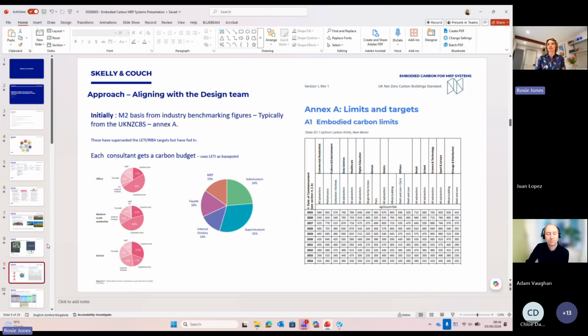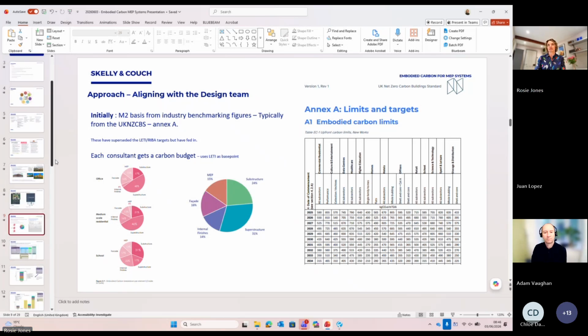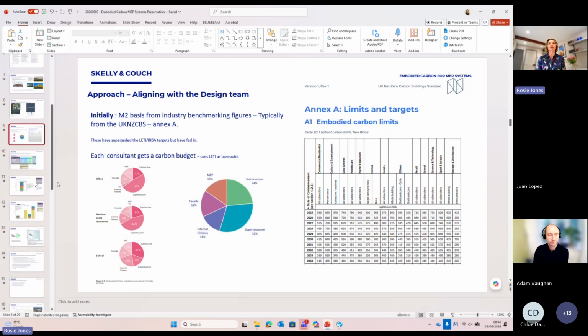And then the analysis is done a wee bit like a QS does an analysis when the building project first starts. We get a carbon budget on a meter squared basis, which we take from the targets set out in the UK Net Zero Carbon Building Standard, based on subsector, and also based on the year that the project's going to be built. I'm hoping this is quite familiar to you.